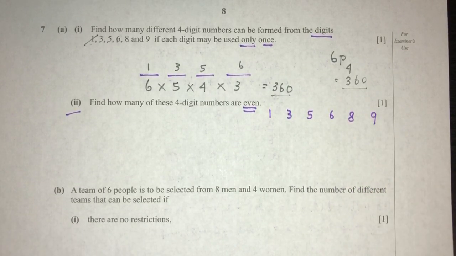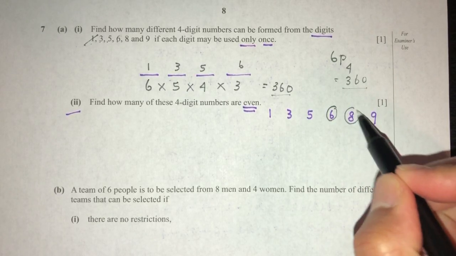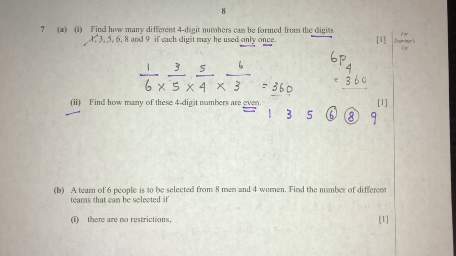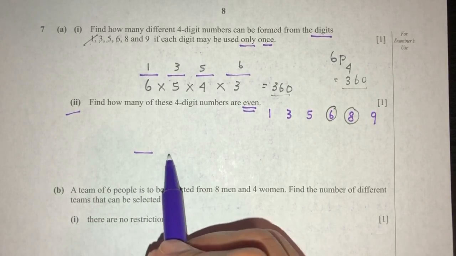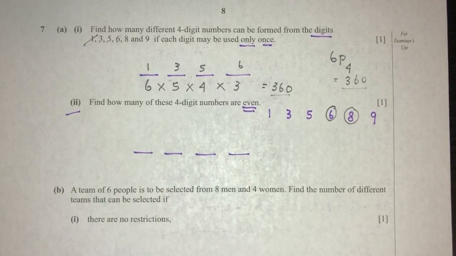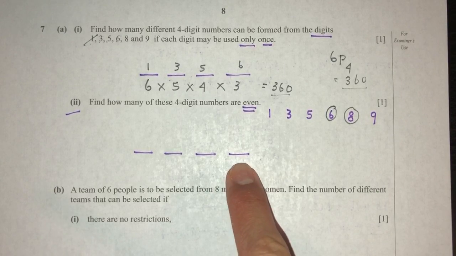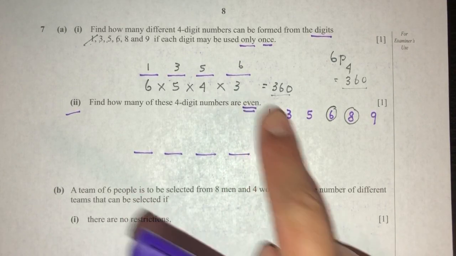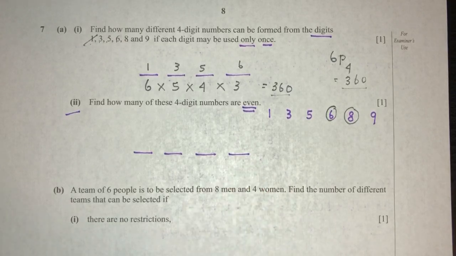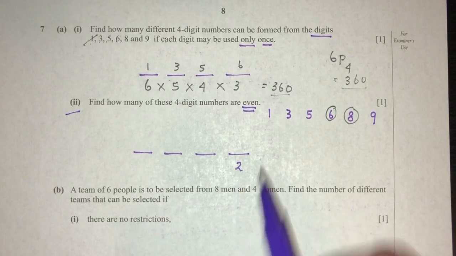Now, for a number to be even, it has to end with an even number. So from the list, 6 and 8 are even numbers. That makes sense, right? So we know that it has to end with those 2 numbers for it to be even. So again, same steps. 1, 2, 3, 4 spaces. Now we have to look at this condition first because we need it to be even. So we only have 2 ways of ending this number.